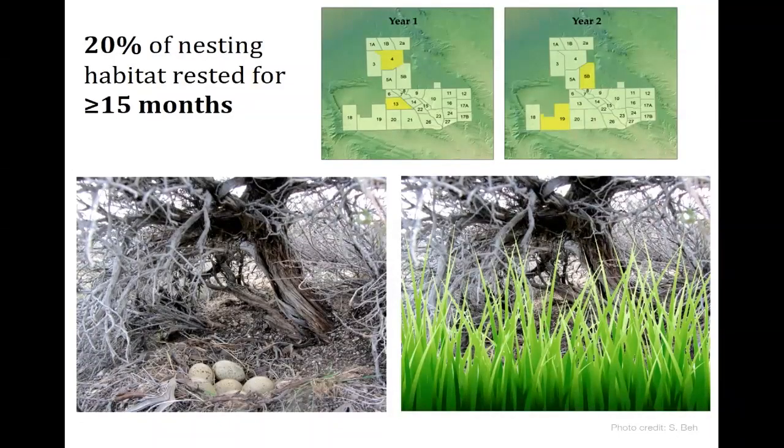So the rest period was supposed to be the secret weapon of these grazing systems. On an annually rotating basis, most of these ranchers elected to incorporate a period of rest that would include 20% of the identified nesting habitat on their ranch. So every year on a rotating basis, 20% would have no grazing, and that would last for 15 months to include 2 sage-grouse nesting seasons.